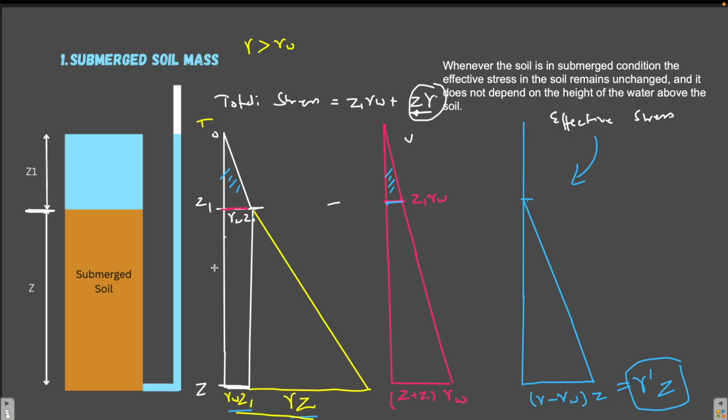This is method number one. Or you can directly find out the submerged unit weight of the soil and multiply it with the height, and you'll get the effective pressure. Then you don't have to do the subtractions and everything. So this is a far better idea. Whenever the soil is in submerged condition, the effective stress equals the submerged unit weight of the soil into the depth. This will directly give you the effective stress without finding out the total stress and then the pore water pressure.